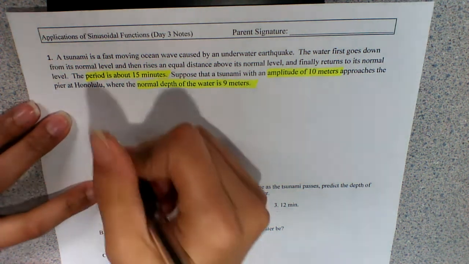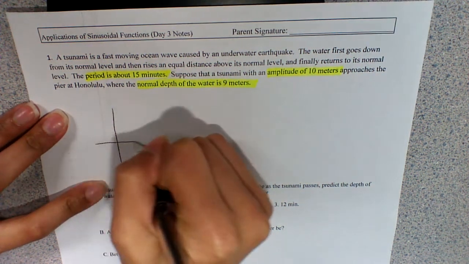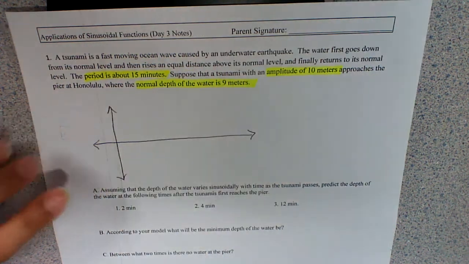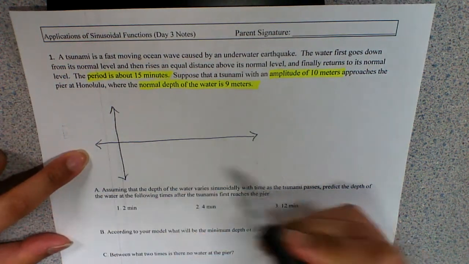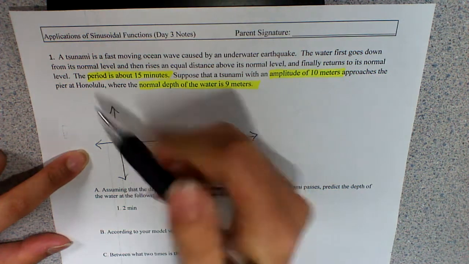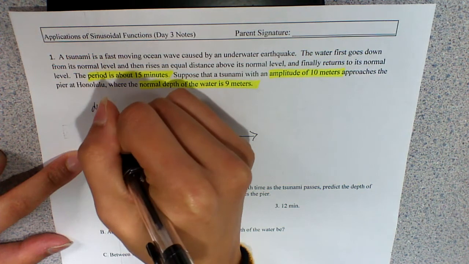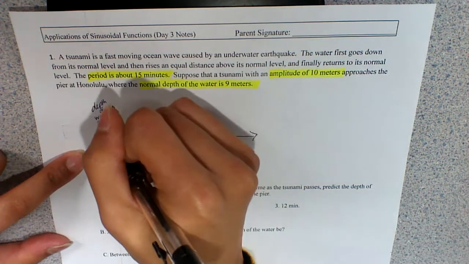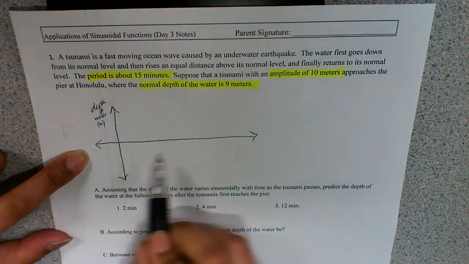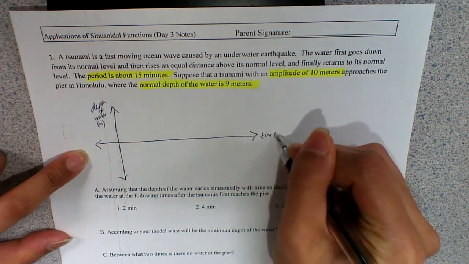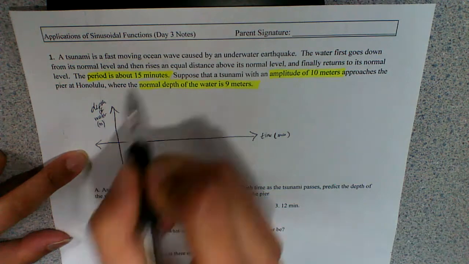So let's go ahead and graph what we can. Because we're talking about a tsunami, we are dealing with depth of water, which is going to be your y value, and the depth of water is in meters. And on the x-axis will be your time, and in this case the time is in minutes.